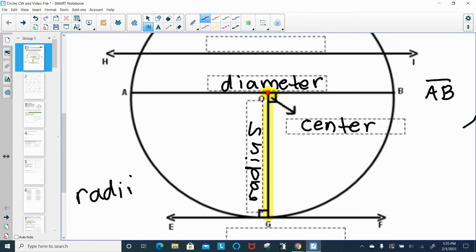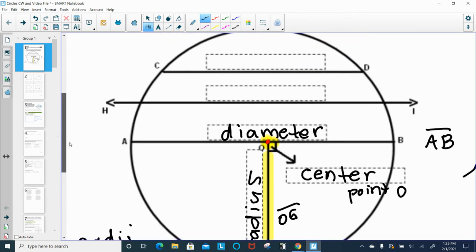The radius, let's see, that's OG. There's our segment. Our center is just point O. So just a little bit of that naming. We're not going to be doing a lot of naming, so don't get stressed about that.